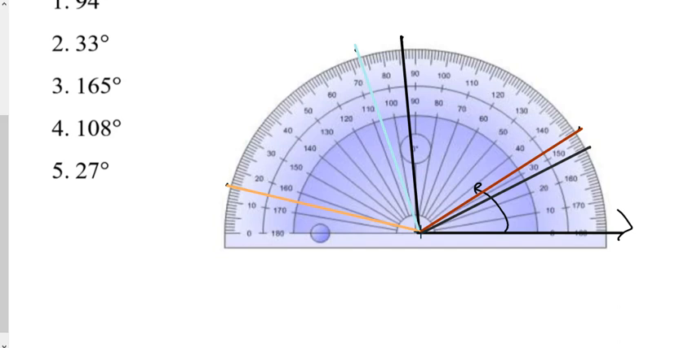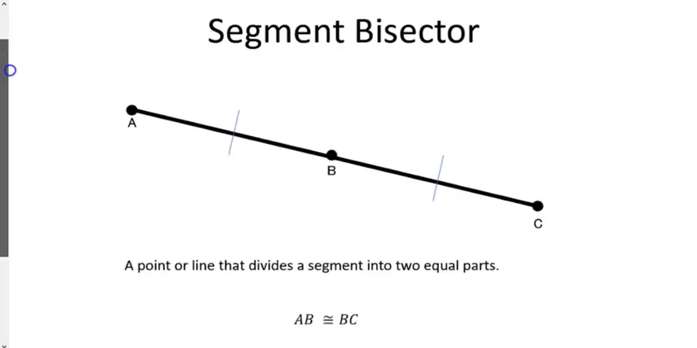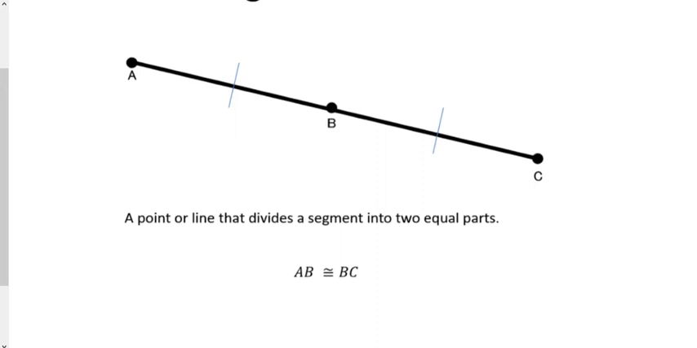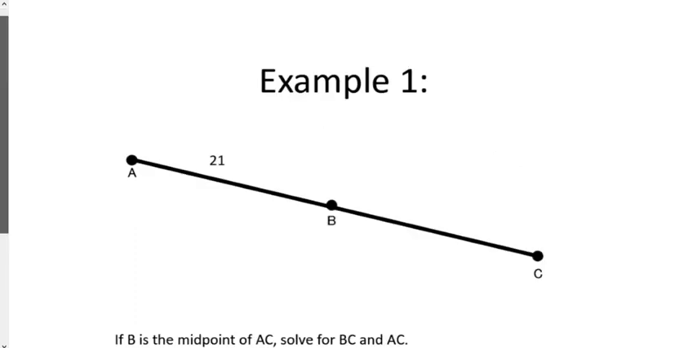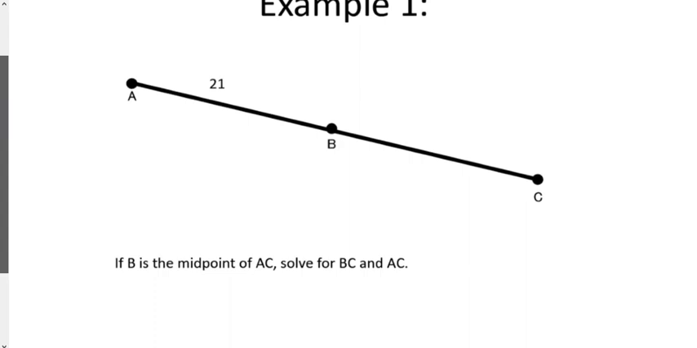All right, segment bisector. A pointer line divides the segment into two equal parts. This is huge. Underline, put a star there, whatever. Just circle it. That's extremely important vocabulary. It's got to be equal parts. And that's what these hash marks are for. These mean that AB is congruent to BC. So, for example, if B is the midpoint, that means B is a segment bisector.